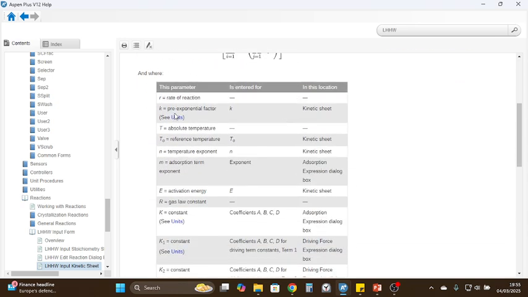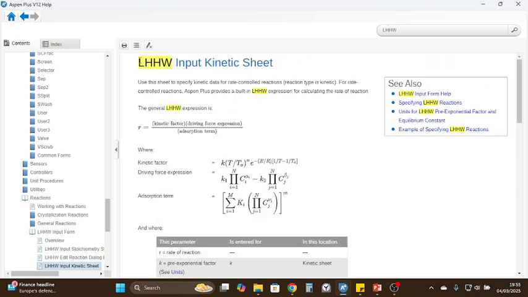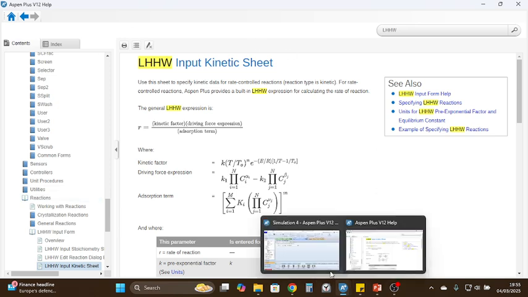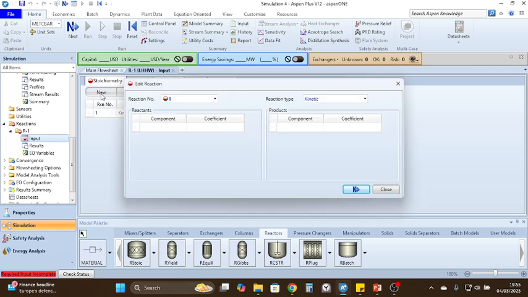If you go to this sheet, you are going to see all the different terms and the different parameters that we have to specify for this particular LHHW kinetics. So first let us specify the reaction. What will be the reactant? Can anyone tell me?